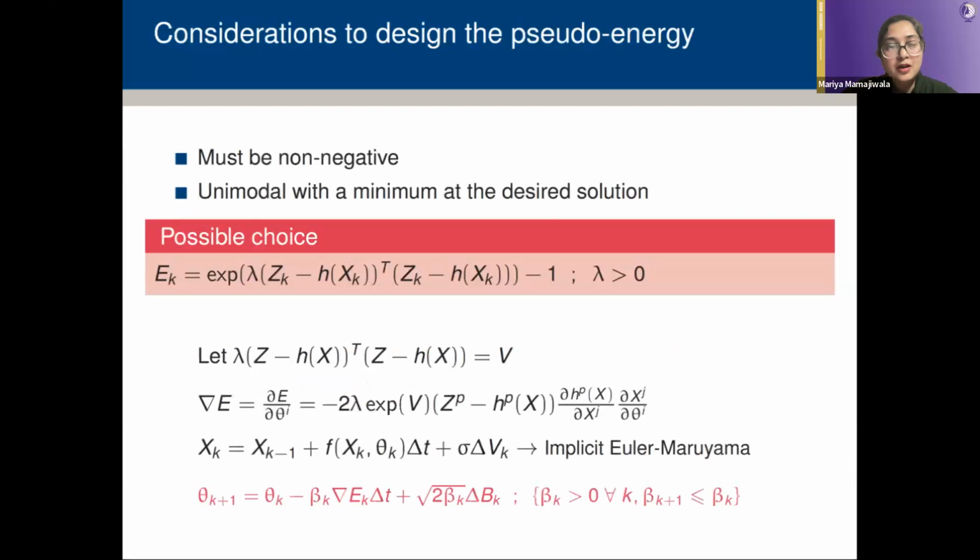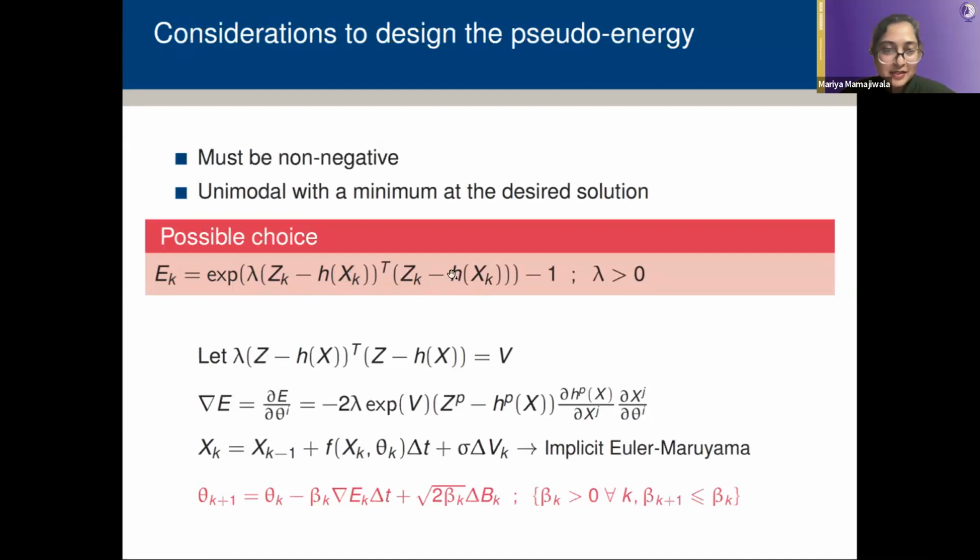All right, so the question first is how to define the energy E. There are infinite ways to do that, but certain points must be kept in mind. Because it's an energy-like quantity, it should be non-negative. And ideally, it should be unimodal with a minimum at the desired location. So the one possible choice that we're working with is this expression. Z minus h of x is the same term that is used in the update step of filtering alongside the Kalman gain. So this is just a choice. It could have been just the square as well. So this is an error squared like quantity, an exponential of that.